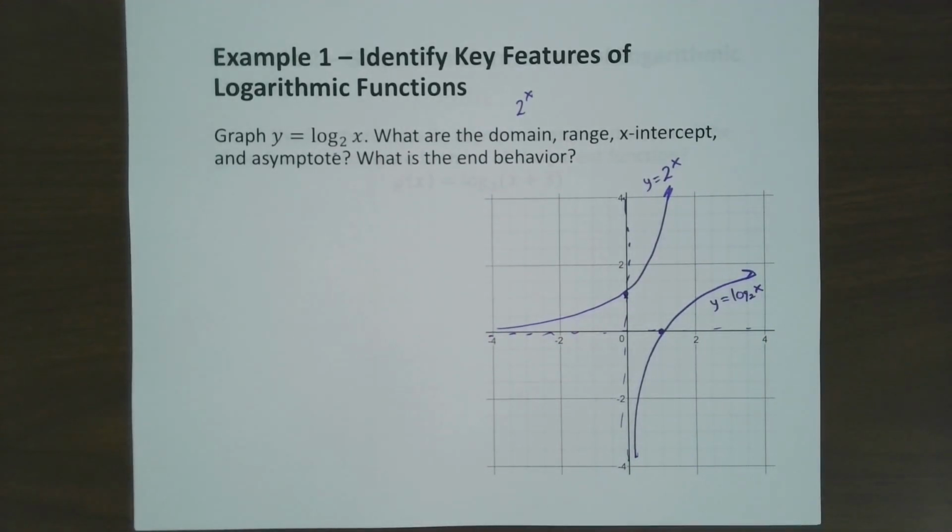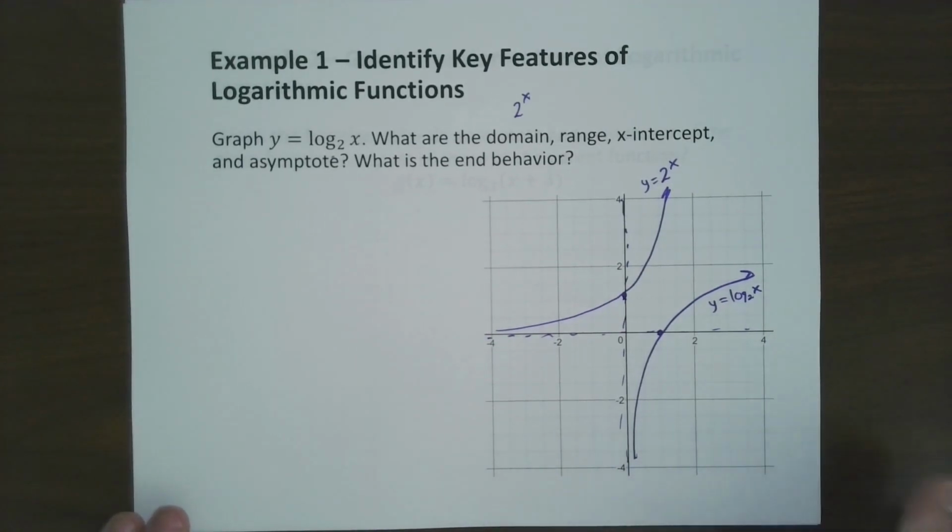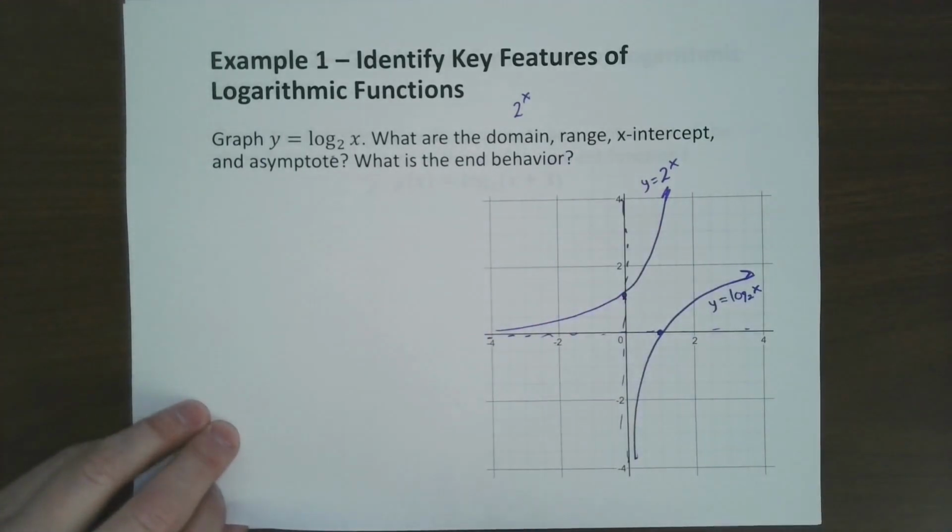Graphing these is not terribly important, but the key thing you need to know is that x always has to be greater than zero. That's what they talk about with domain and range.